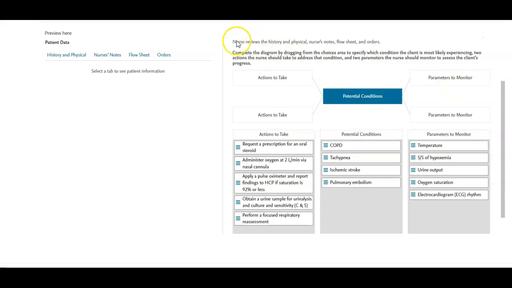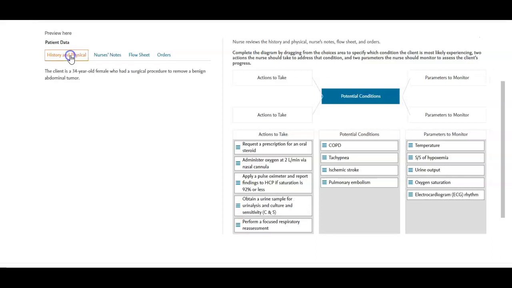So this tells you to first look at the history and physical, nurse's notes, flow sheet, and orders. So I'm going to briefly select those, and you can pause the video if you actually want to try to answer this on your own. I'll spend about 3 seconds on each of these screens.